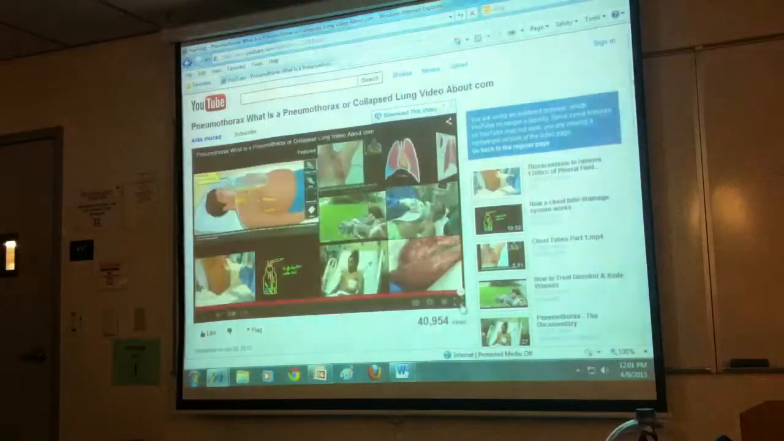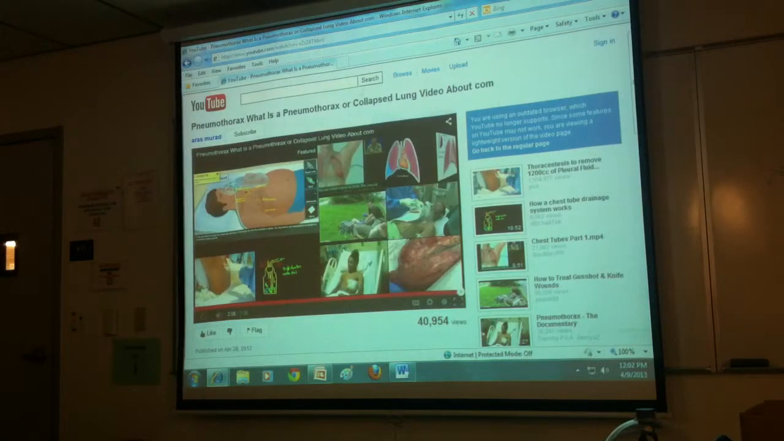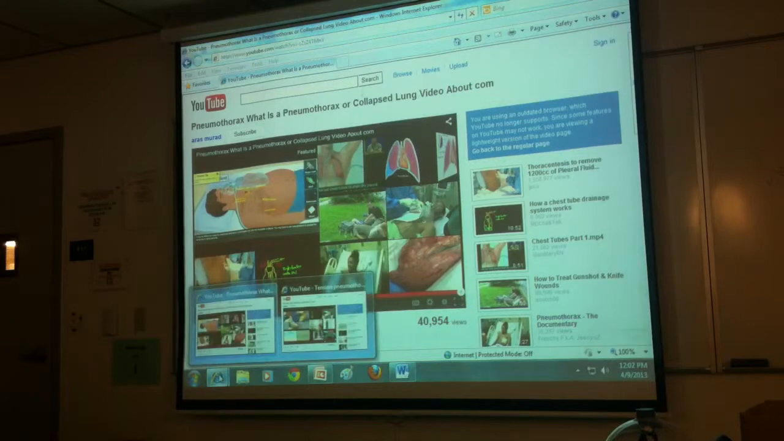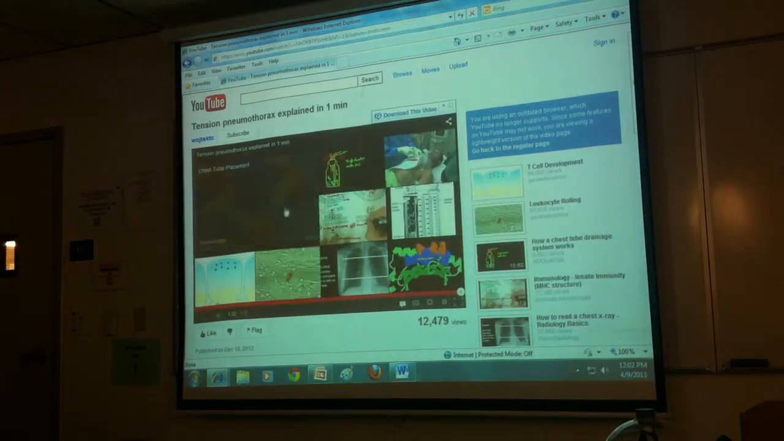Okay, now this is going to be demonstrated on a sheep lung with the parietal pleura being represented by a plastic bag.